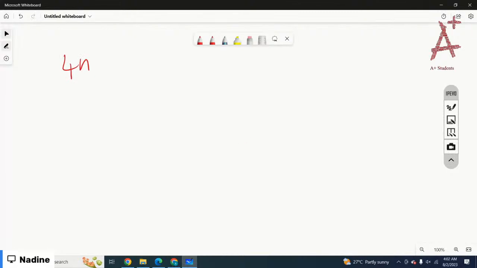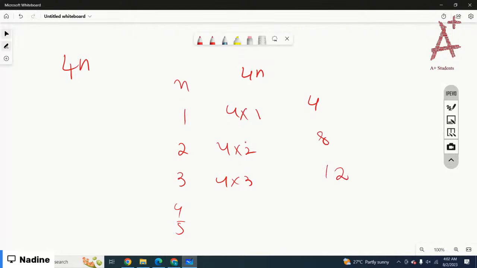Okay, you are given the values of n. They are 1, 2, 3, 4, and 5. Let's just calculate 4n. Just replace the n with the value. 4 times 1. The value is 4. 4 times 2. The value is 8. 4 times 3. This is 12. 4 times 4. This is 16. And 4 times 5. This is 20. Right? So you have to calculate different values of n for 4n. Got it? That's what you have to do.